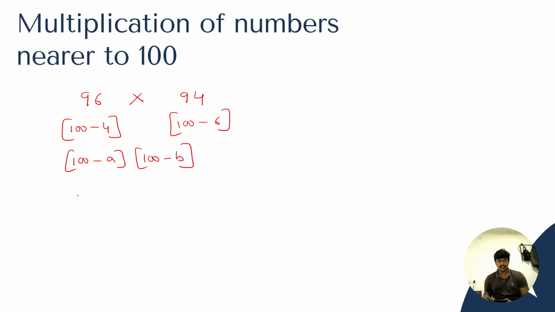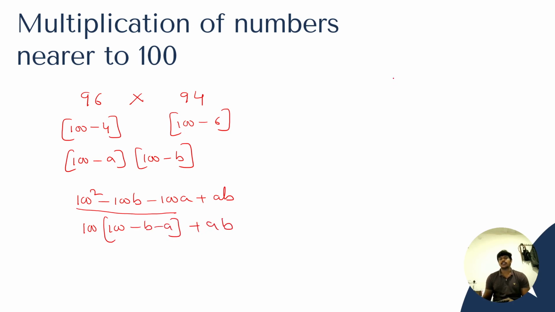So what happens here is if you multiply 100 minus A and 100 minus B, you are going to get 10000 minus 100A minus 100B plus AB. Now, if you take 100 common from the first three terms, you are going to get 100 times (100 minus A minus B) plus AB. Now listen very carefully. If you observe here, 100 minus B is one of our numbers. From that, we are subtracting A.